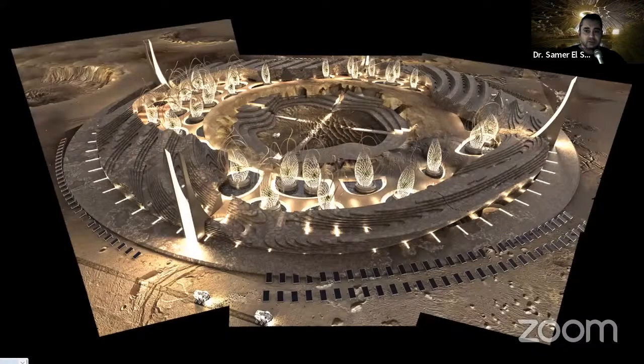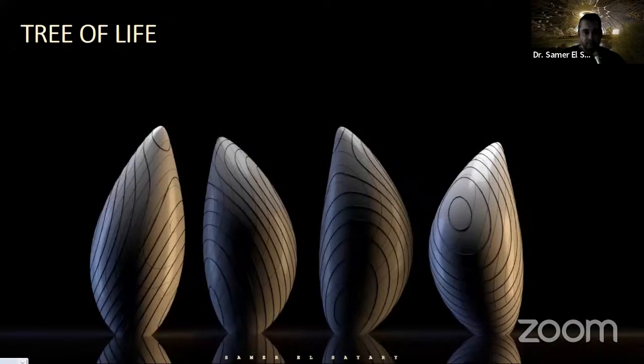Just a night shot of what is expected to be the lightscape study, just to have a lovely place and of course to support the psychological part of our human being.